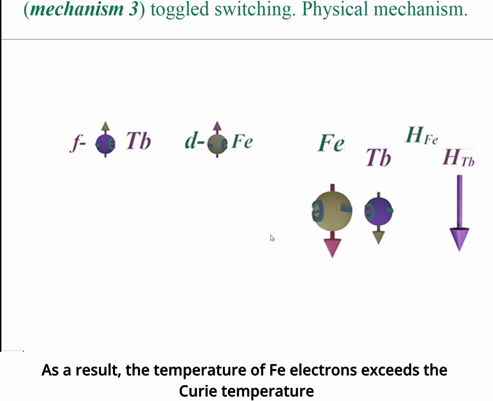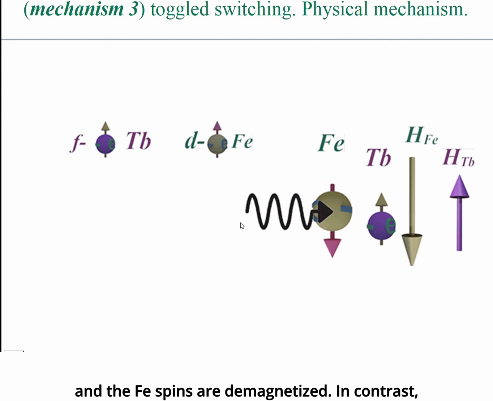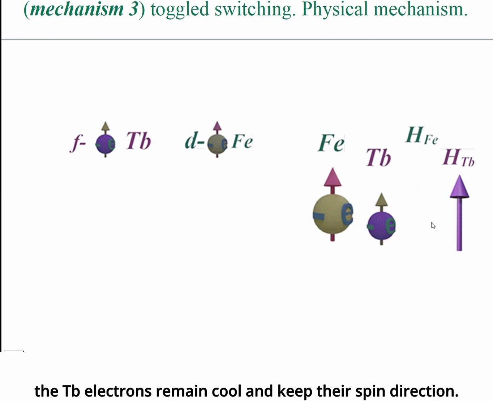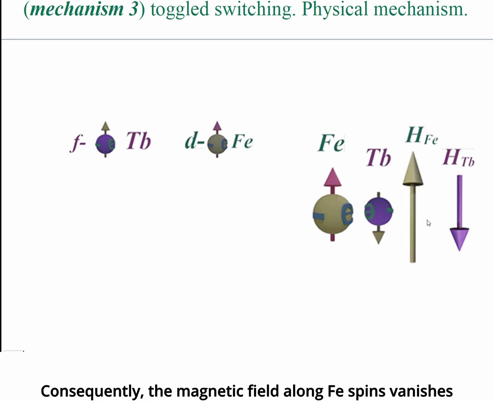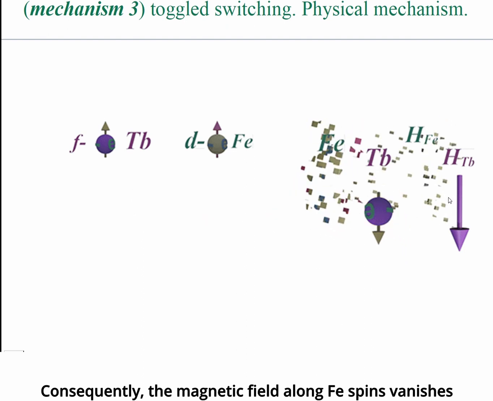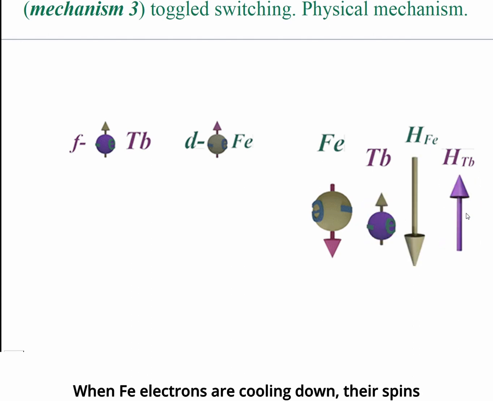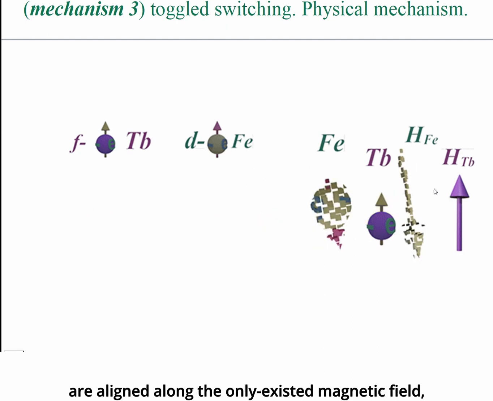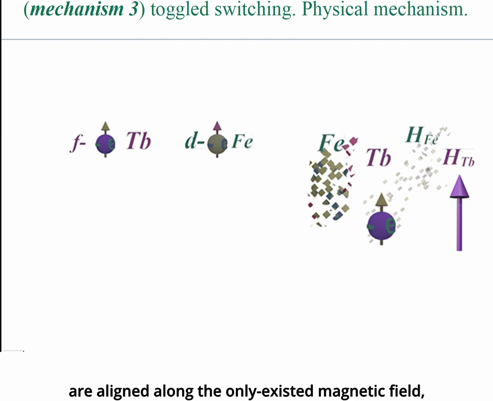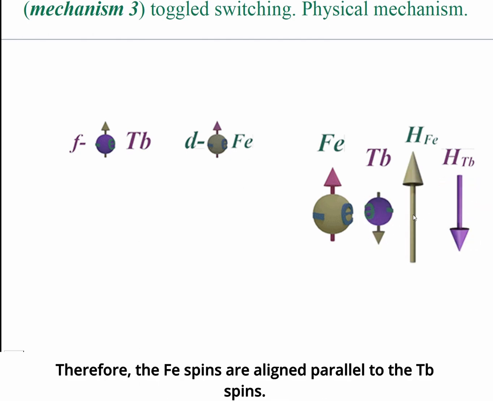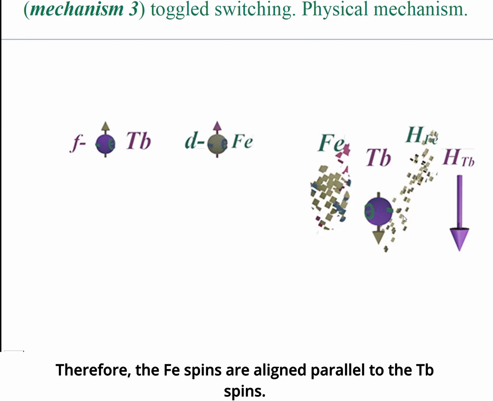As a result, the temperature of iron electrons exceeds the Curie temperature and the iron spins are demagnetized. In contrast, the terbium electrons remain cool and keep the spin direction. Consequently, the magnetic field along iron spins vanishes and the magnetic field around terbium remains. When iron electrons are cooling down, the spins are aligned along the only existing magnetic field, which is the terbium magnetic field. Therefore, the iron spins are aligned parallel to the terbium spins.